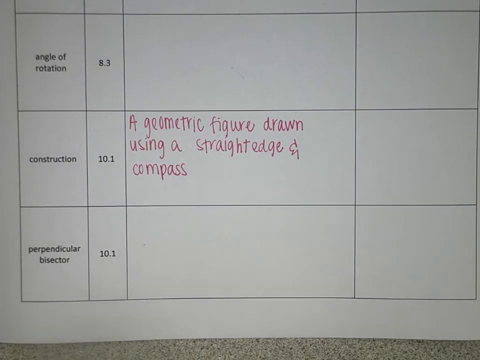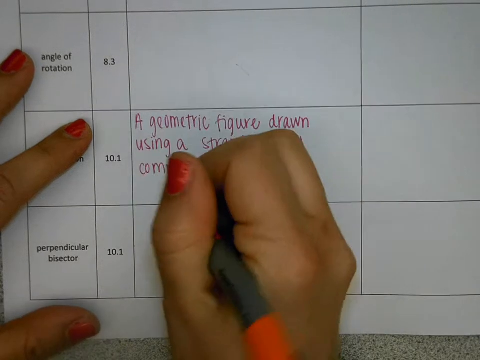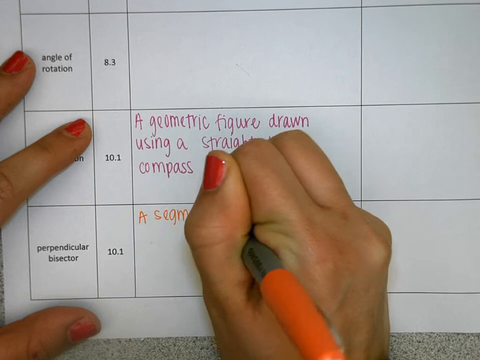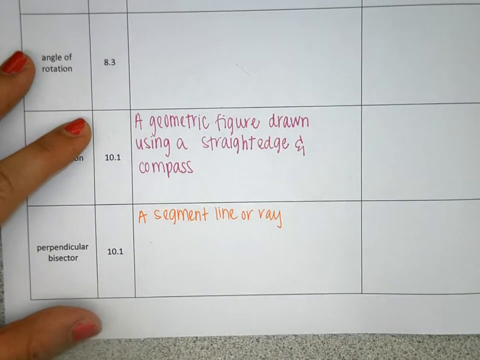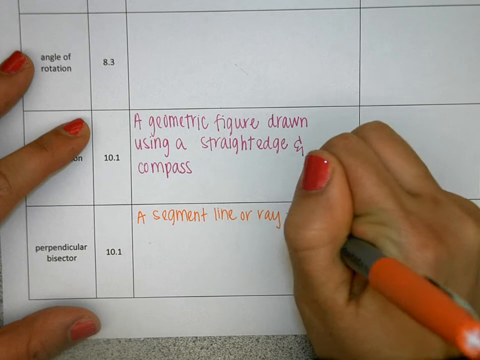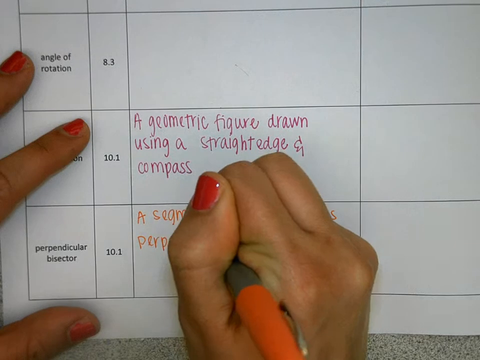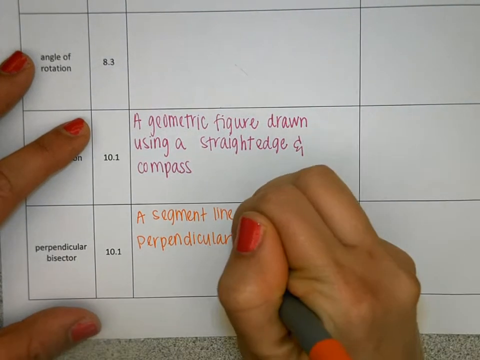We're going to be constructing segments, angles, and all sorts of different things. Tomorrow or on Monday, we're going to be constructing triangles and squares using these materials. But today, we're also going to be looking at perpendicular bisectors. A perpendicular bisector is a segment, line, or ray that is perpendicular to a segment through its midpoint.